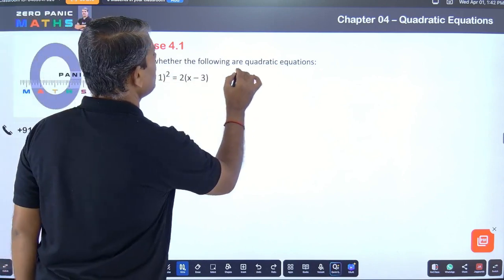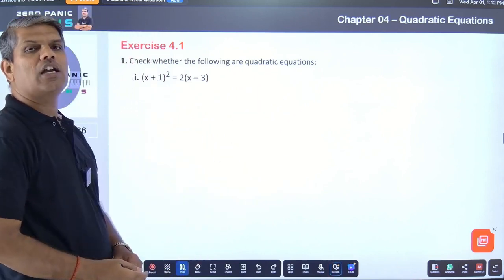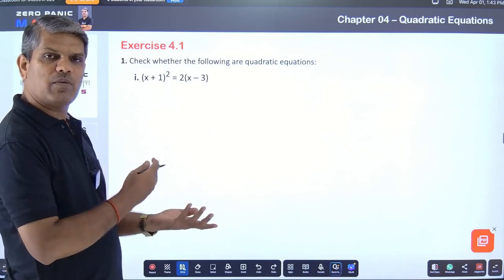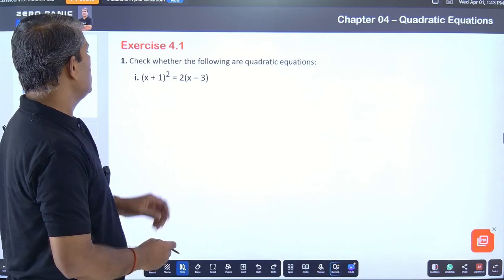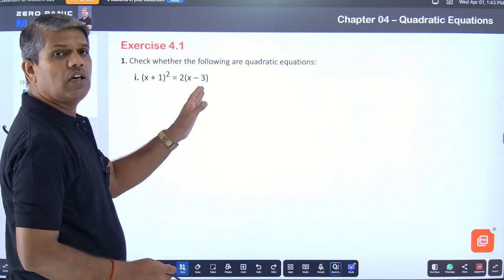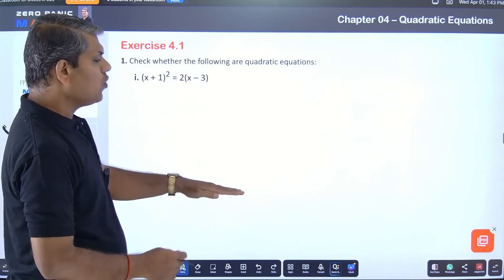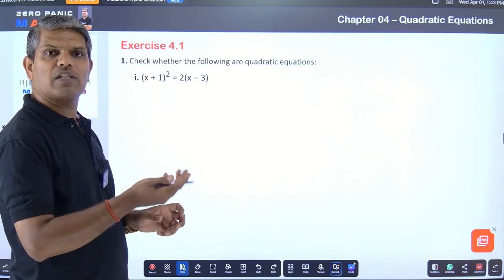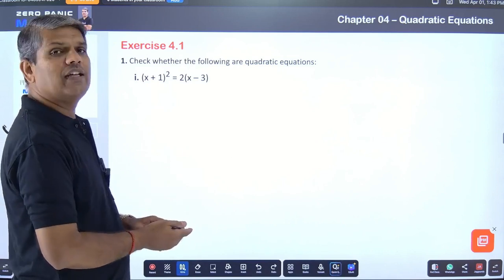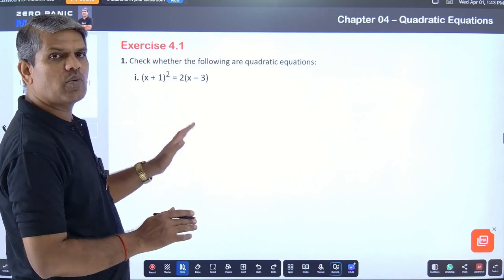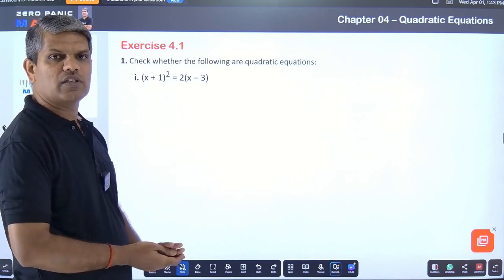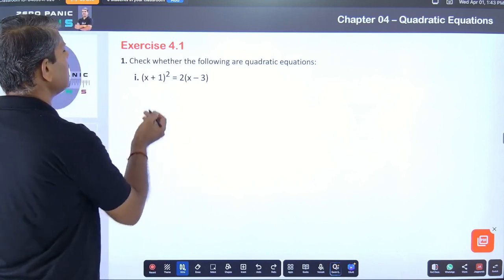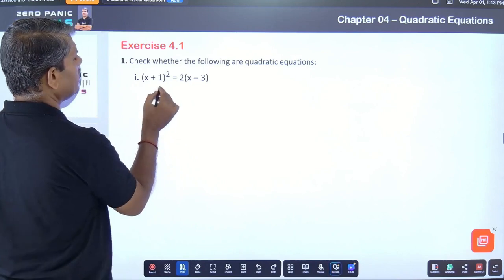Check whether the following are quadratic equations or not. Such examples, if you remember, we have discussed some of the examples in the previous session also. We have to solve this equation, and finally whatever equation we get, if that equation is of the form ax square plus bx plus c is equal to 0, then we will call it a quadratic equation, or else it is not a quadratic equation. That is the simple thing we have to do here. Now let us see what is to be done with this problem.